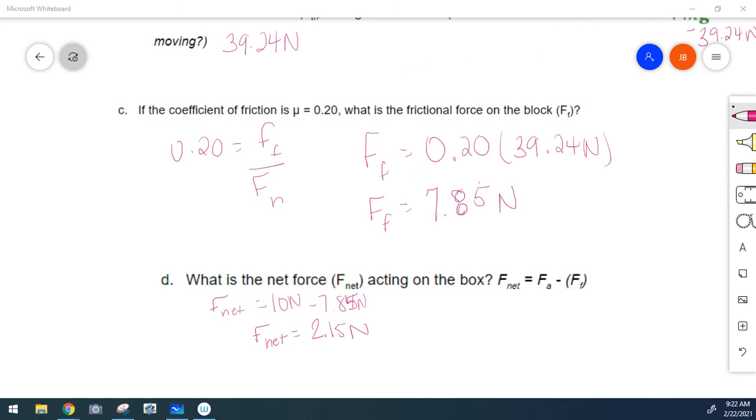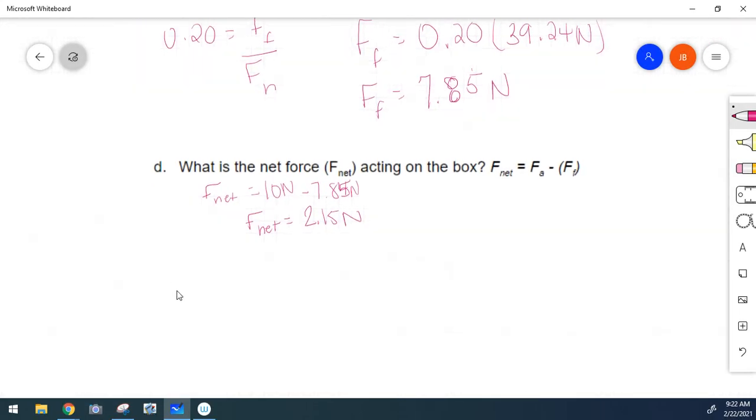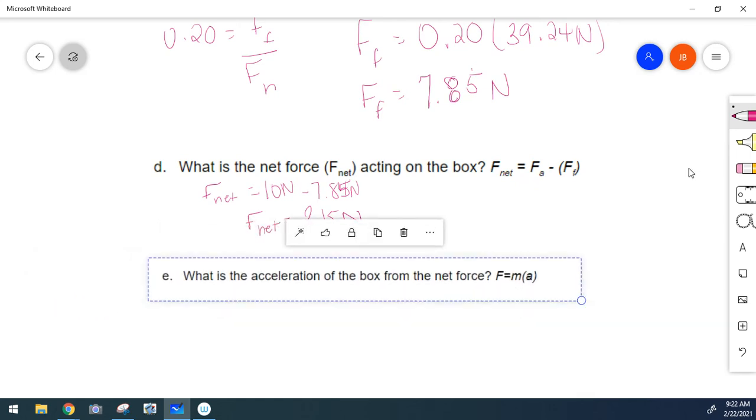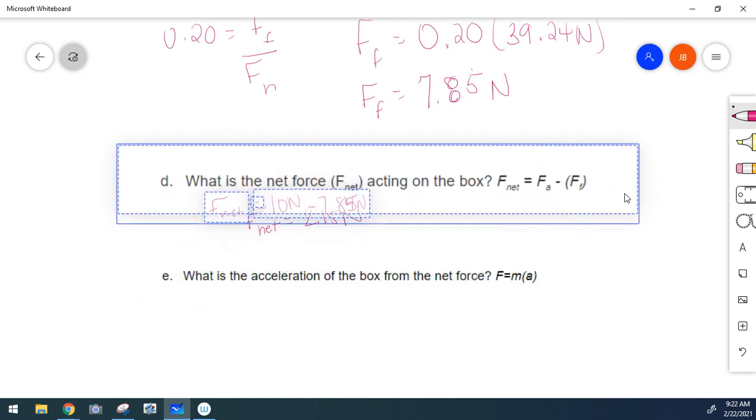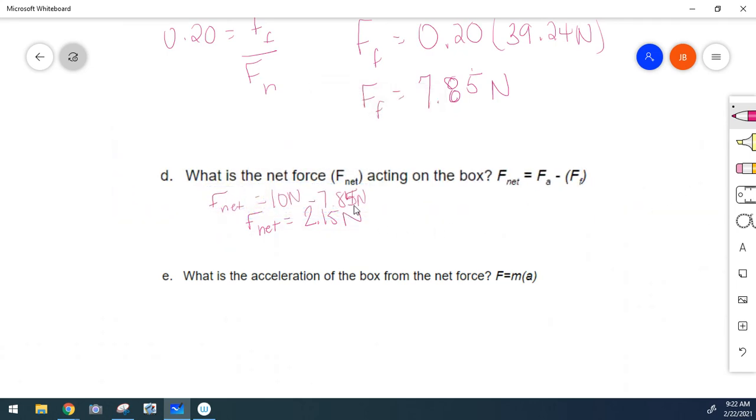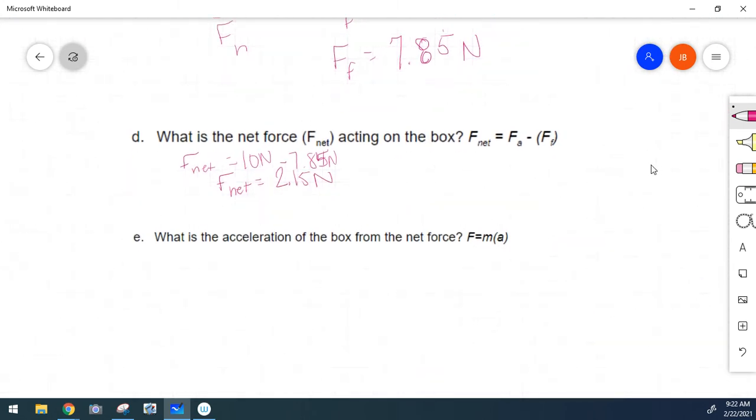And then the last question for this one says, what is the acceleration from the net force? So the net force was 2.15 newtons. The mass of the box was 4 kilograms. So I'm going to say a equals force over mass, and a equals 2.15 newtons over 4 kilograms. So the acceleration is going to be about 0.54 meters per second squared.